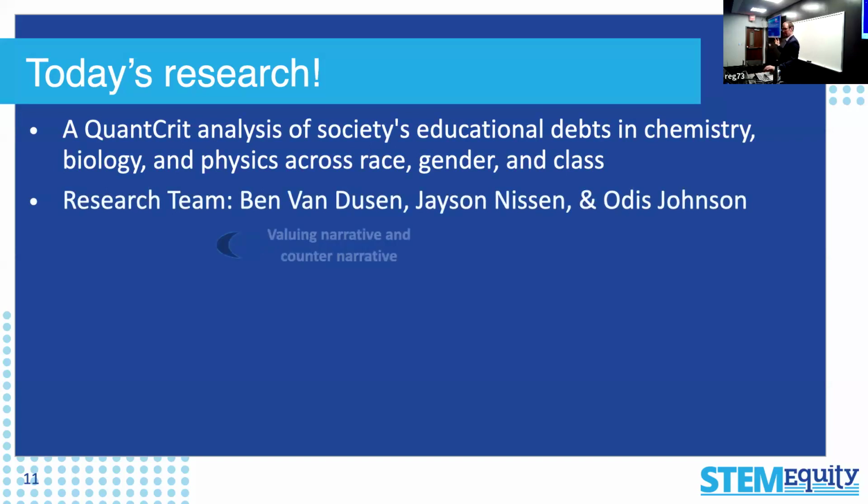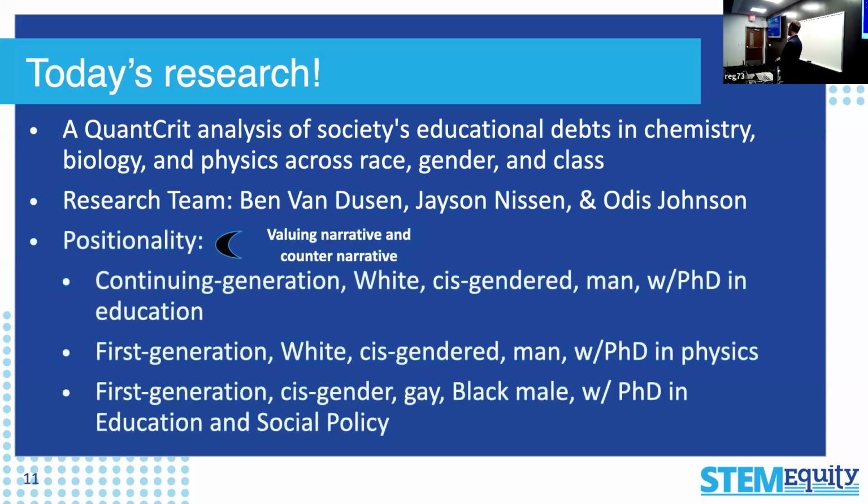And so the first place that our tenets come in here is value in narrative and counter narrative. Who are we? What perspectives do we bring to this work? In our positionality statements, we tried to bring forth the parts of our identities that tie to the things we're measuring here. There are many parts of our identities we don't talk about here. But myself, I'm a continuing generation white cisgendered man with a PhD in education. Jason is a first-gen white cisgendered man with a PhD in physics. And Otis is a first-generation cisgendered gay Black male with a PhD in education and social policy. So these are some of the perspectives we bring to this work.